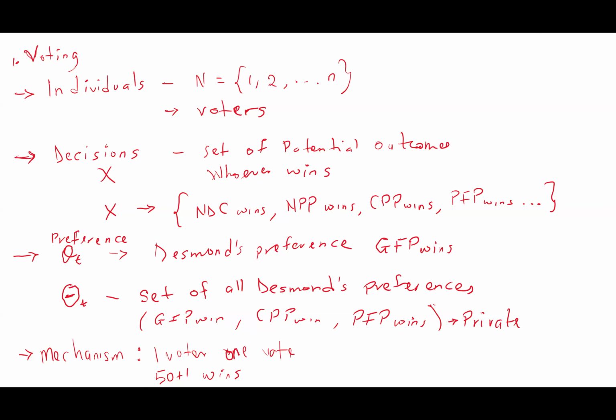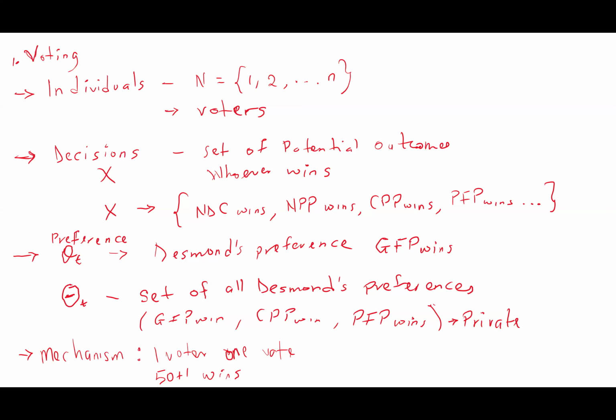Now the decision is such that we will have only one person winning, right? It's a set. In this set, all the people on the ballot paper are eligible to win once the voters vote for you. So these are what we call the possible outcomes. The possible outcomes are either NDC wins, or MPP wins, or CPP wins, or PFP wins, or whichever.